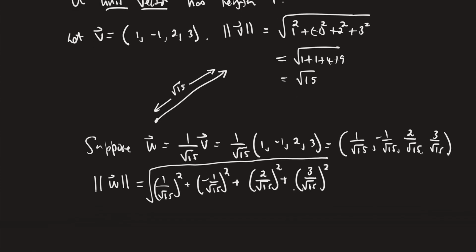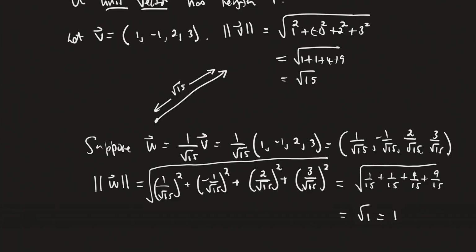Well, now look at what we're going to have. If I simplify all those fractions that are being squared, I'll have 1 over 15 plus another 1 over 15 plus 4 over 15 plus 9 over 15. And then when I add my fractions, I end up with a 1. So what we've done by taking a non-zero vector and dividing each of its components by its magnitude, or you could say scaling v by the reciprocal of its magnitude or length or norm, we've created a unit vector.